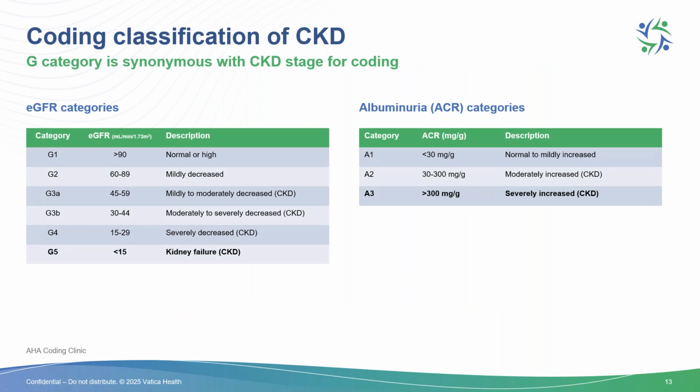So let's start talking about how this looks in coding. I don't want to bog you down with a bunch of coding rules, but it is worth knowing that there are Coding Clinic guidelines that state that the G category is synonymous with the CKD stage. So if you have a CGA classification of, say, G4A3, this is coded as CKD stage 4.